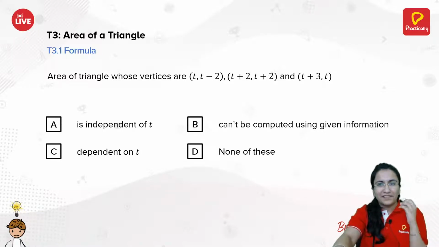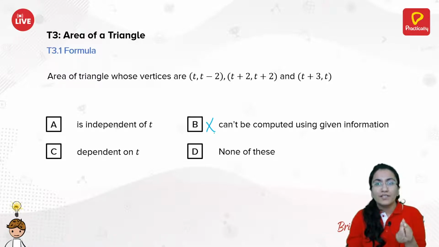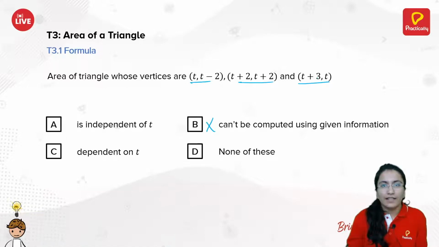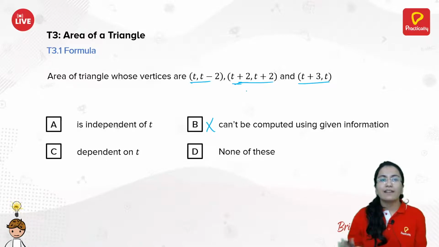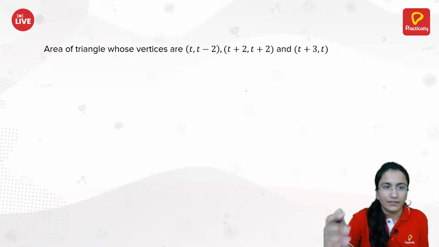Without going further, you can even just cancel out some options. What exactly would it be? Can't be computed. Is this the correct option or not? No, because you have a formula using which you can calculate the area of a triangle using the coordinates of the three vertices, right? Based on that, let's just calculate the area. Let's just calculate on the other page.